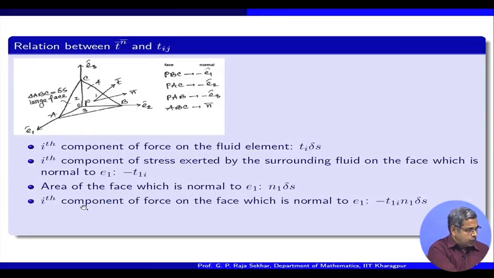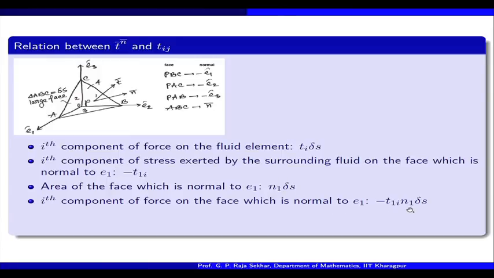Once we have that, the ith component of force on the face which is normal to E1: this is the stress, and this is the area, so this will give you the total force. It is the stress along the ith direction on a face having normal E1, multiplied by the area of that face, and hence the product gives you the force on that face. That is what we have obtained.